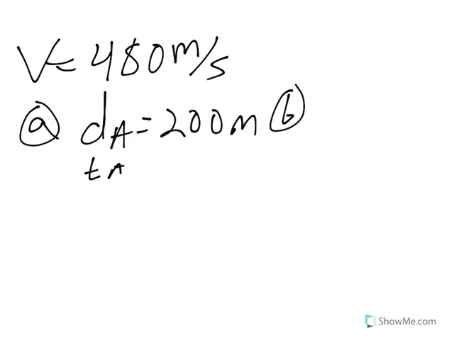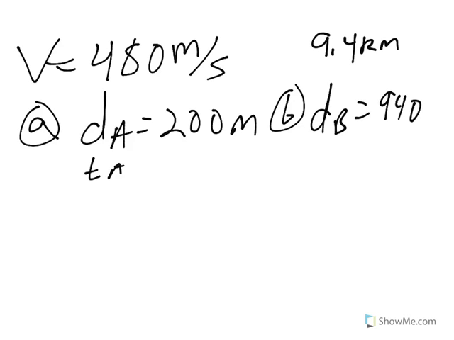However, the unit for velocity is in meters per second, so you need to get kilometers to meters. So 9.4 kilometers is 9,400 meters, because there are 1,000 meters in 1 kilometer. 9.4 kilometers is 9.4 times 1,000 meters, so the distance for B is 9,400 meters. If you need help remembering how to do conversions, please reference my metric video. It should help you.